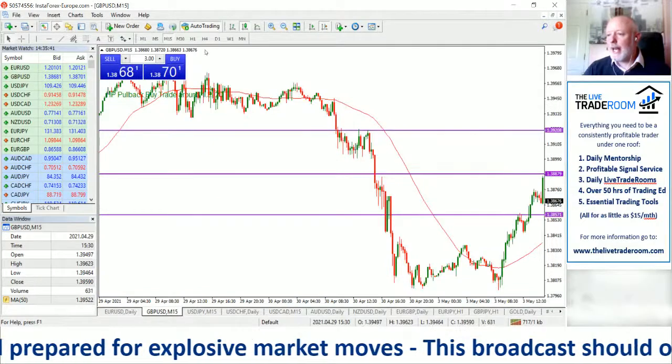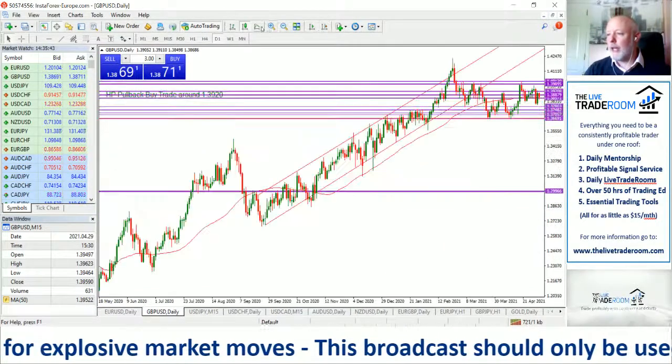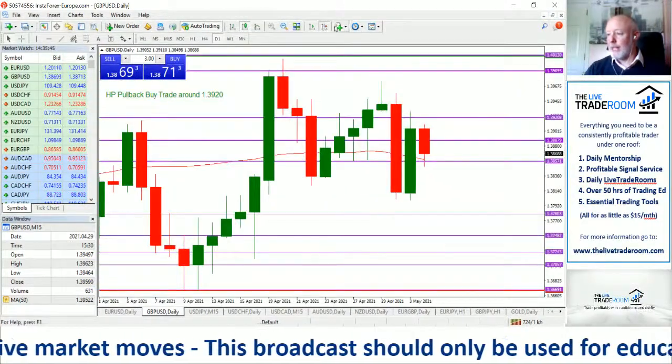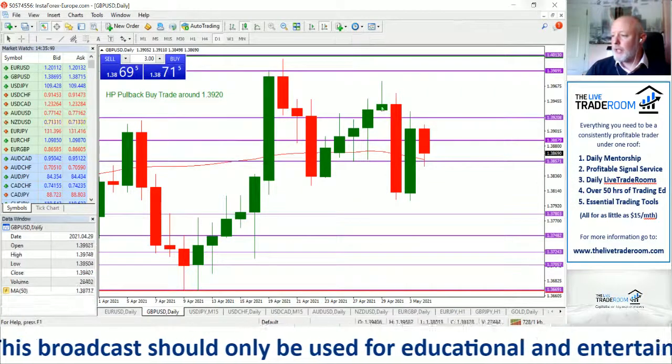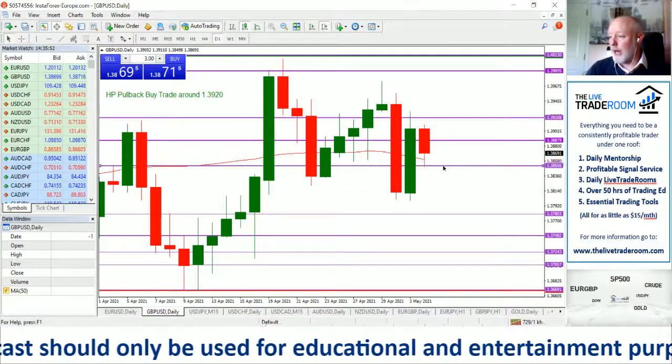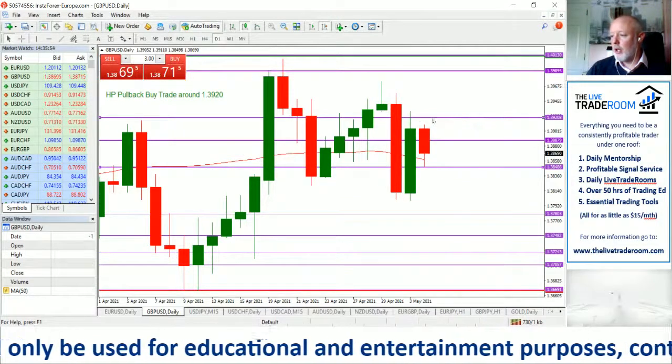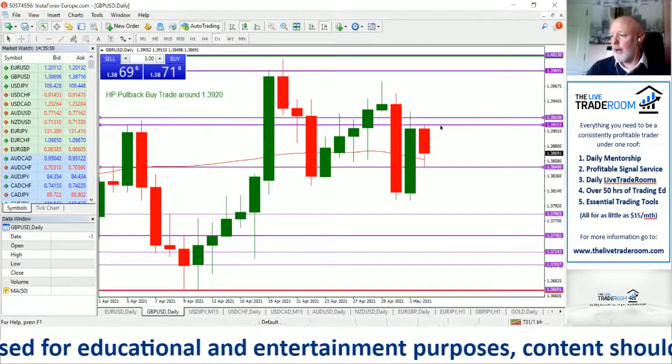The pound next, and from this analysis, of course, we'll be able to identify some higher probability trades for the session. If I just bring this level up.